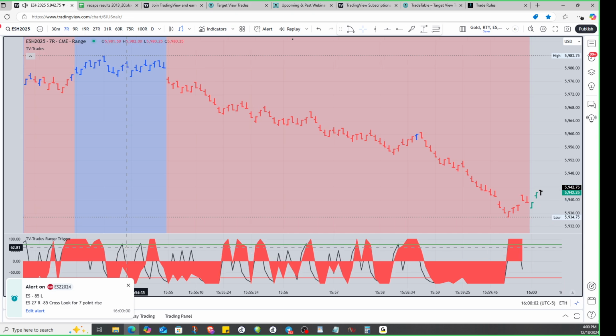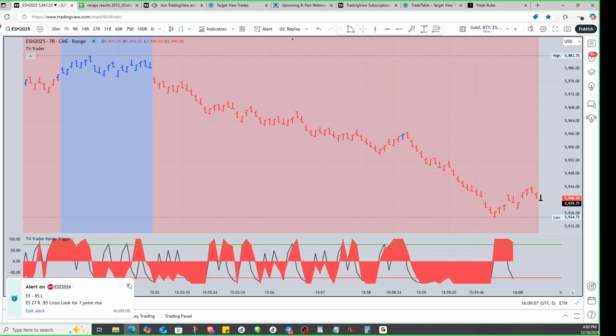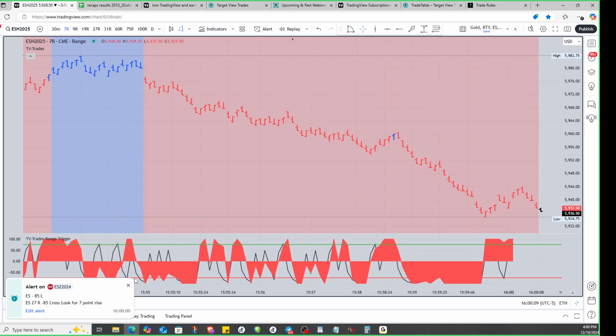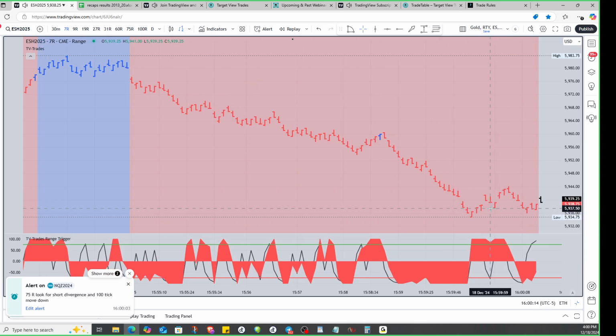Excuse me. Right? See up here it led into the overbought. You sell it. Up here led into the overbought. You sell it. Down here led into the oversold. You buy it. Right here, led into the oversold, you buy it. So you would have bought the open of this bar.